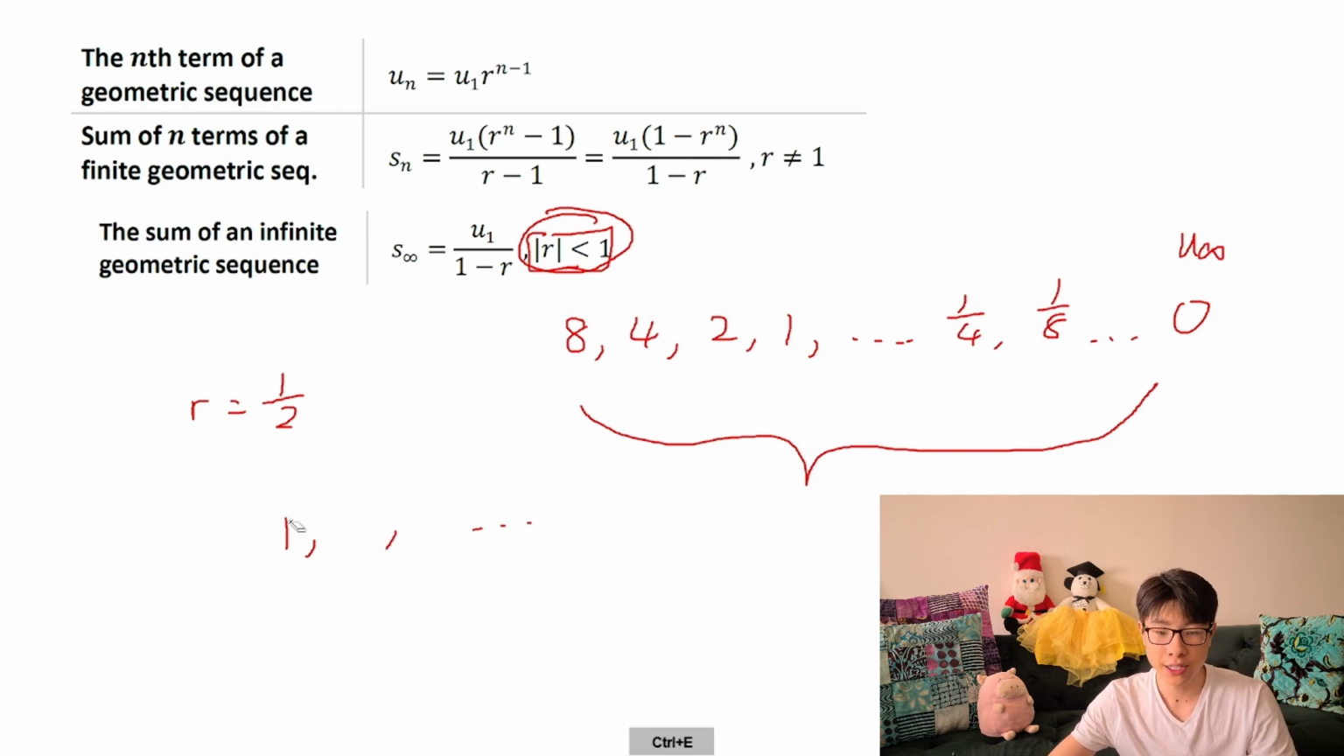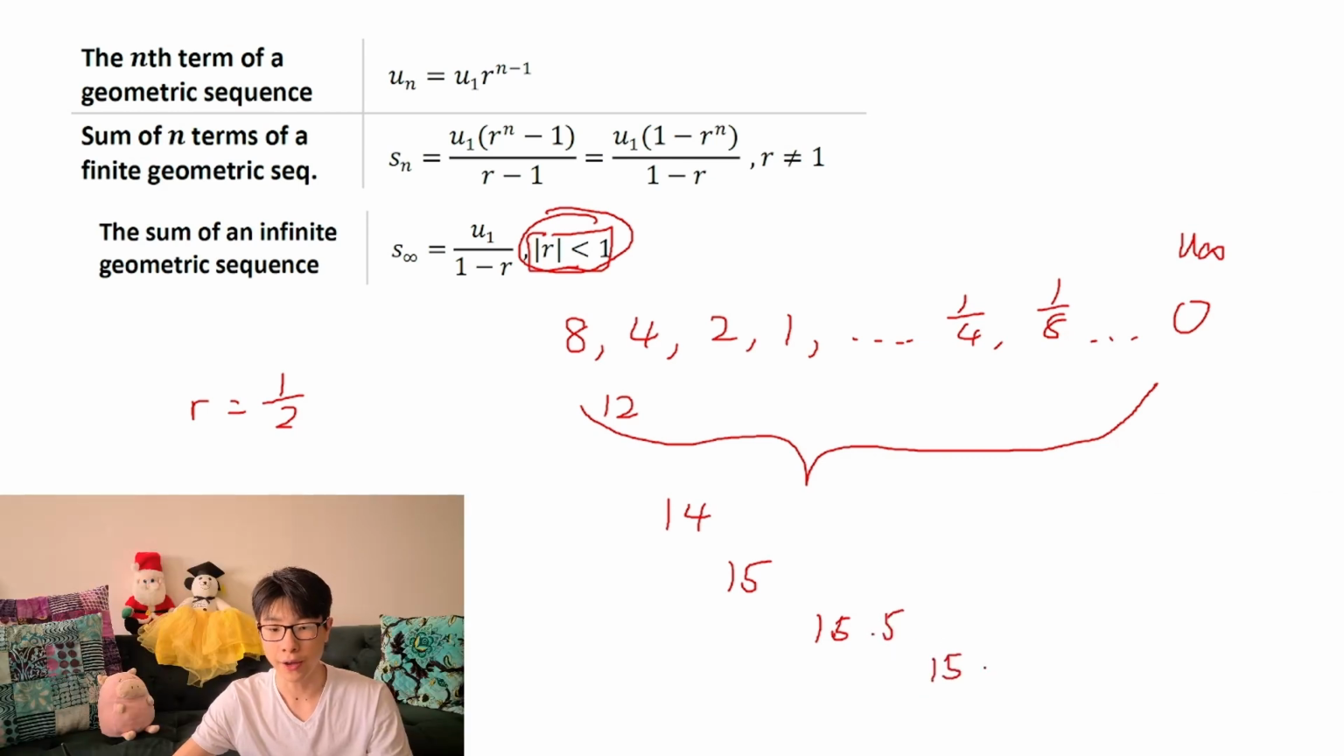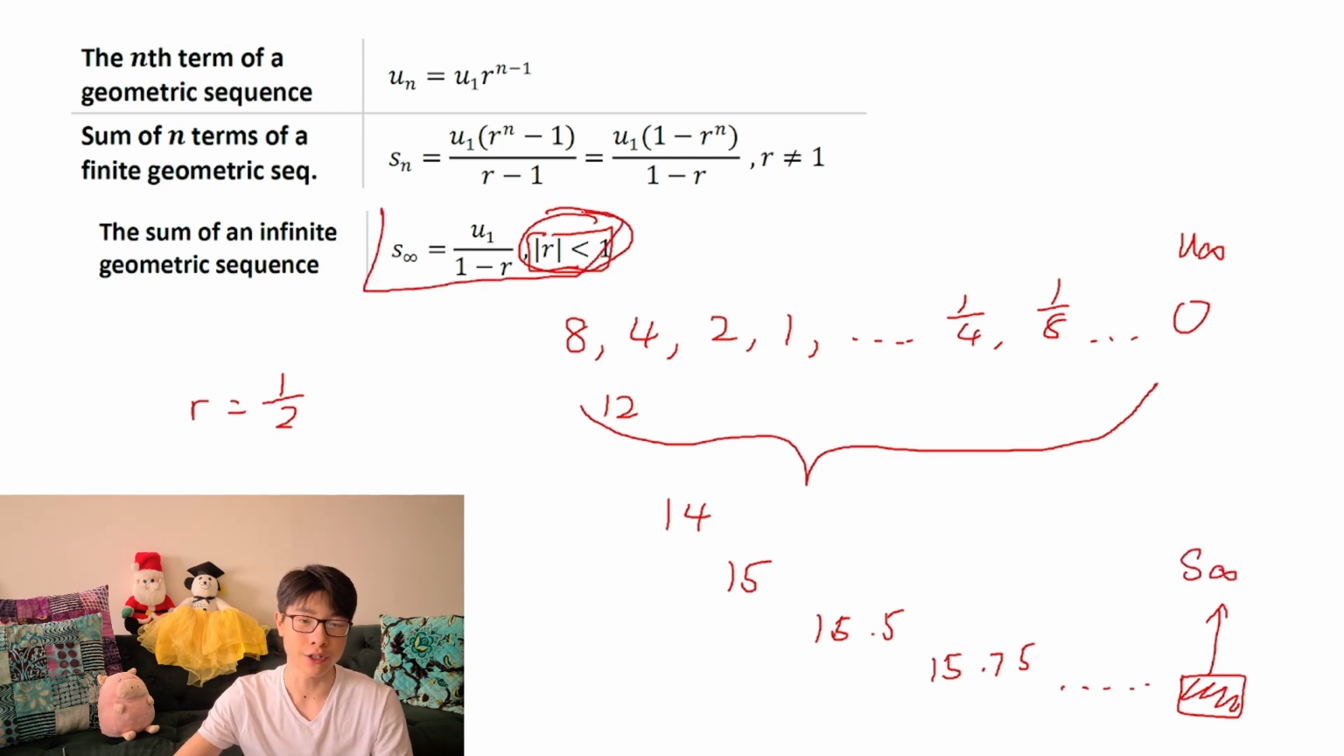So if we have a sequence like this one right here, which I'm showing you, if we add the first 2 terms, we get 12. First 3 terms, we get 14, 15, 15.5, 15.75, and so on. And you notice the increase becomes smaller and smaller and smaller. Eventually, when we reach the infinite term, it's just going to be a discrete number. And we can find this discrete number, which is S infinity, by using this equation right here.